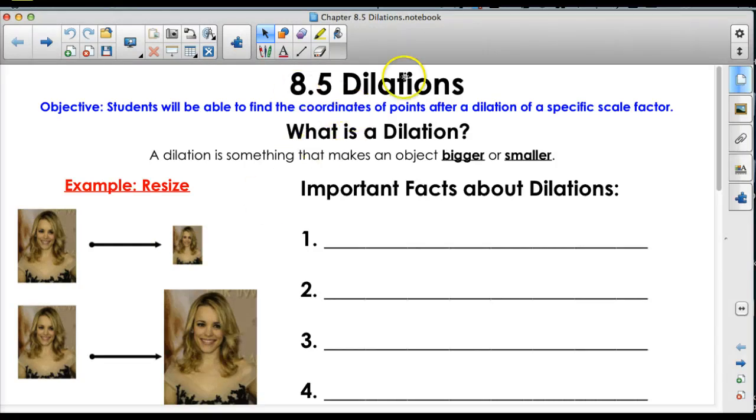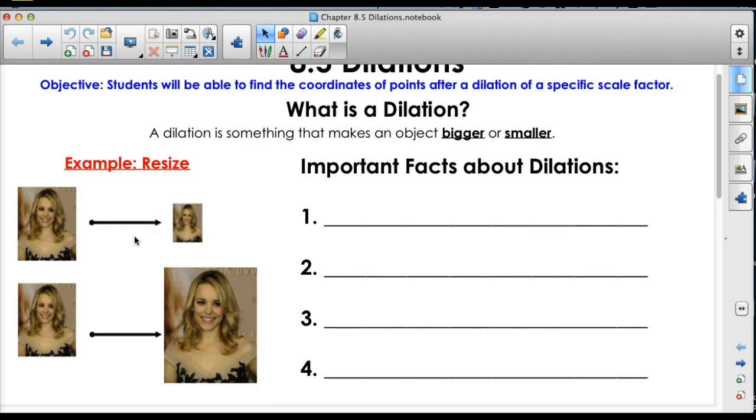So let's look at 8.5, Dilations. You're almost home. And dilations are super simple. I think you're going to do a great job with these. So let's look at dilations. It says a dilation is something that makes an object bigger or smaller. And so as we saw in the very beginning, 8.1, saw the images getting smaller here and bigger here. But let's talk about those important facts.